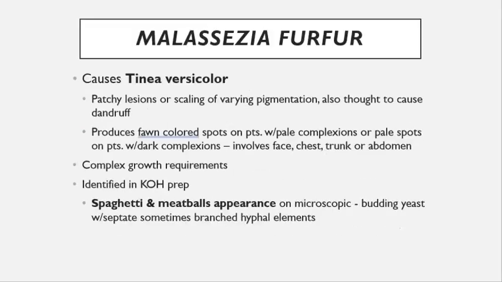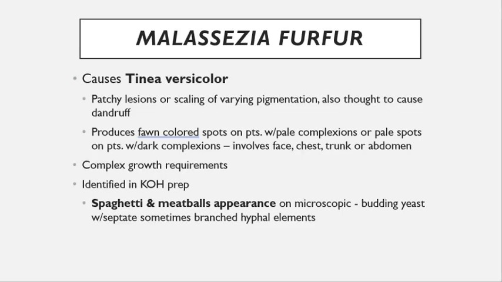Let's first discuss the superficial species of Malassezia furfur. It causes tinea versicolor, which is patchy lesions of scaling or varying pigmentation, also thought to cause dandruff. It produces fawn-colored spots on patients with pale complexions or pale spots on patients with dark complexions. It involves the chest, the face, the trunk, and the abdomen. It has complex growth requirements.